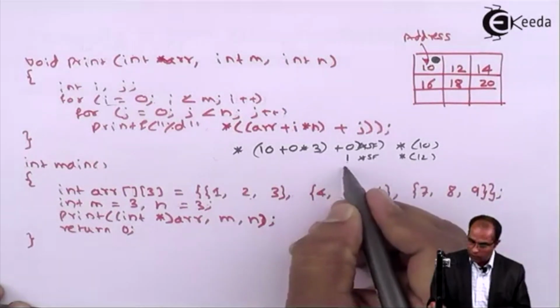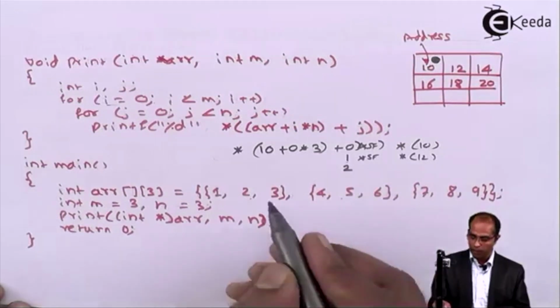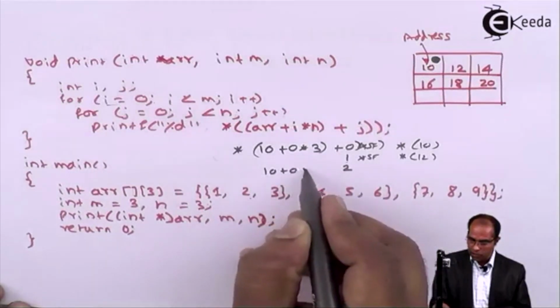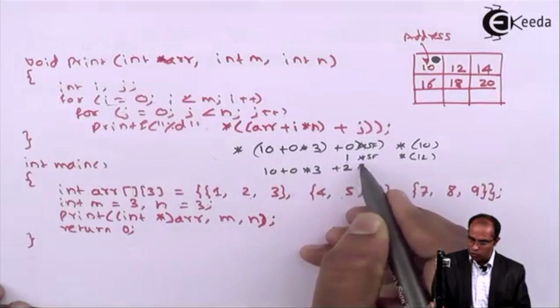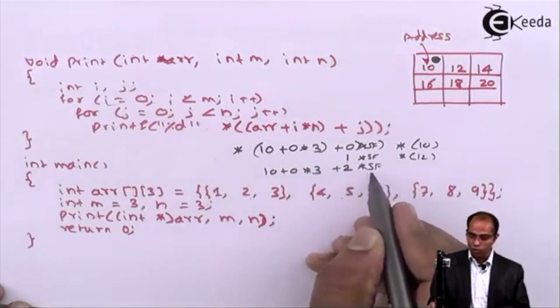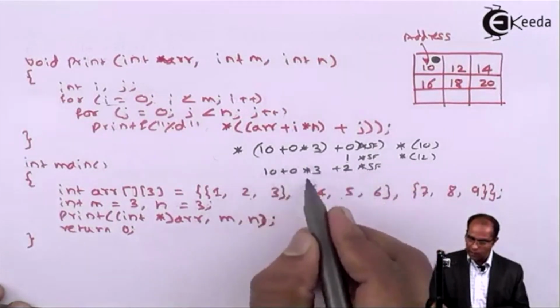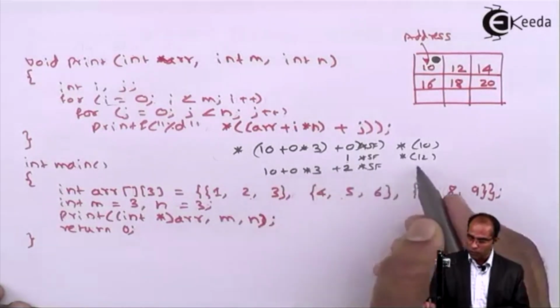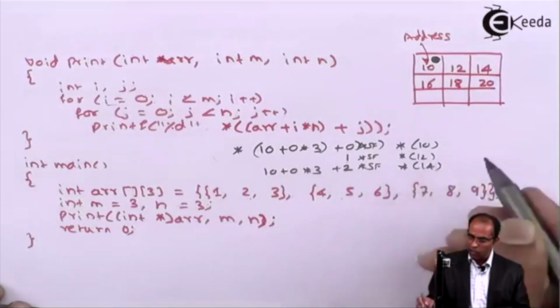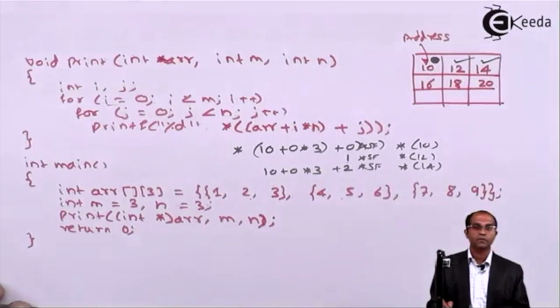Now suppose I say j as 2. So what happens? 10 plus 0 asterisk 3 plus 2 into SF. SF is 2, so 2 into 2 is 4, and this entire thing is 10. So 10 plus 4 is 14. So the value at 14, I get the third element in this case.